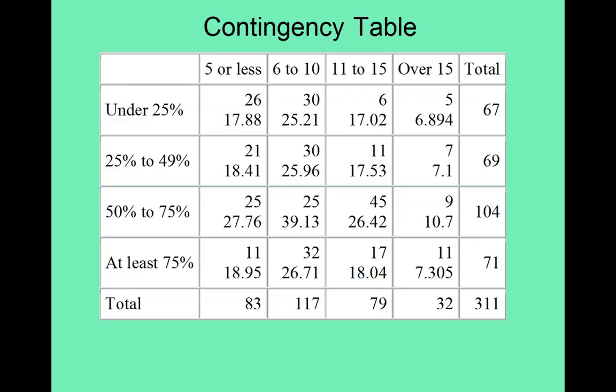Notice the table has two variables where percent of bill covered is categorized as less than 25%, between 25% and 49%, between 50% to 74%, and 75% or more. The lengths of stay is categorized as 5 or less days, between 6 and 10 days, between 11 and 15 days, or over 15 days. The table shows the observed frequencies as the first value in each cell, while the second value is the expected cell count.